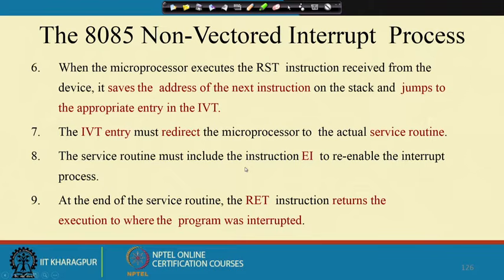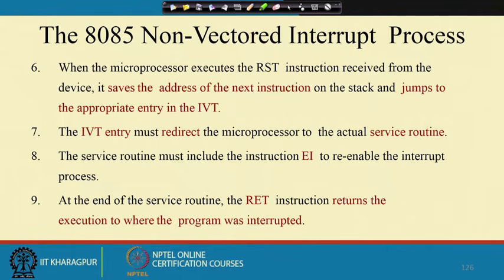Now, the service routine must include the EI instruction, because as soon as an interrupt occurs, in the restart sequence all the interrupts are disabled. So the very first thing that the interrupt service routine should do is to use the instruction EI to re-enable the interrupt process. If it is not re-enabled, then subsequent interrupts will not be sensed by the processor. That may be a problem. Of course, if the user wants that my interrupt service routine should not be interrupted further, then they may not put the EI instruction at the beginning, rather maybe towards the end of the interrupt service routine this EI instruction is kept.